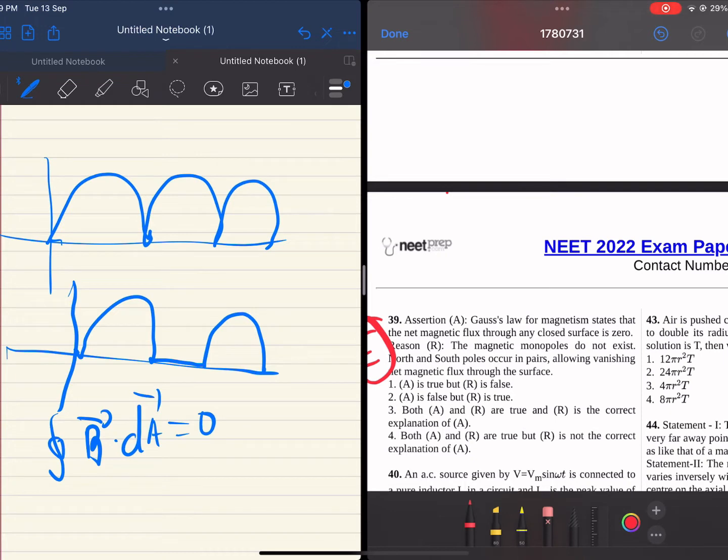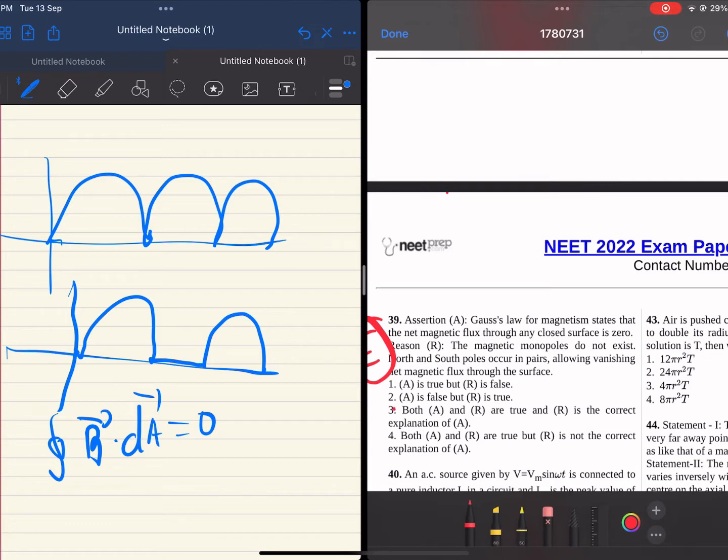Magnetic monopoles do not exist. North and south poles, yes, they occur in pairs, allowing vanishing net flux through the surface. Yes, it's absolutely right. Because magnetic monopoles do not exist, that's why the magnetic flux through a closed surface is 0. So the assertion and reason are true, and the reason is the correct explanation.